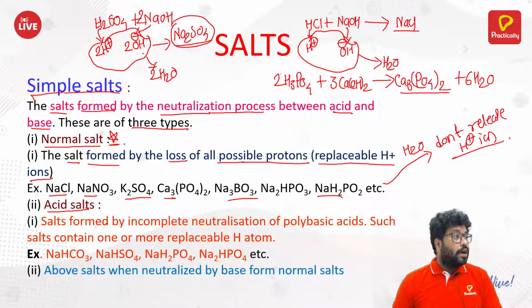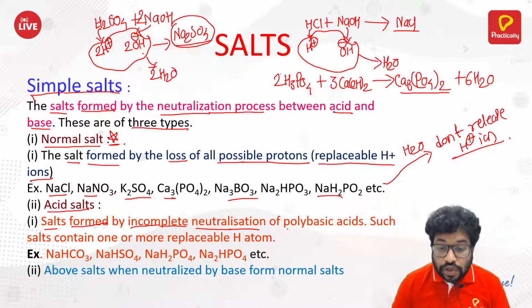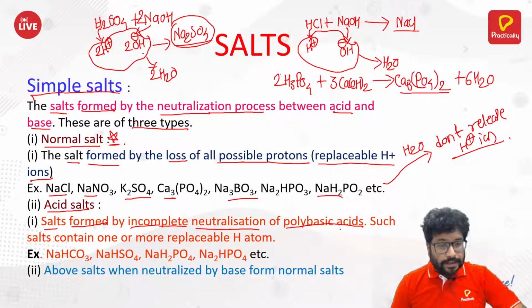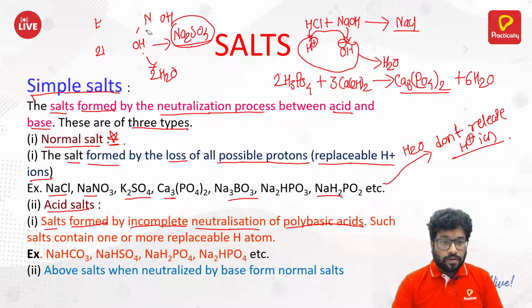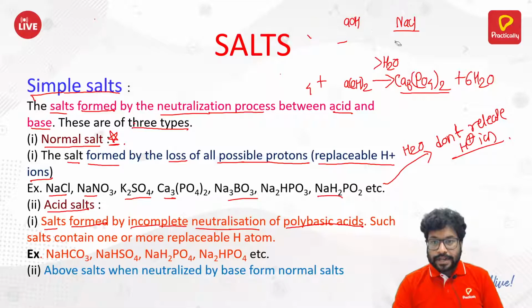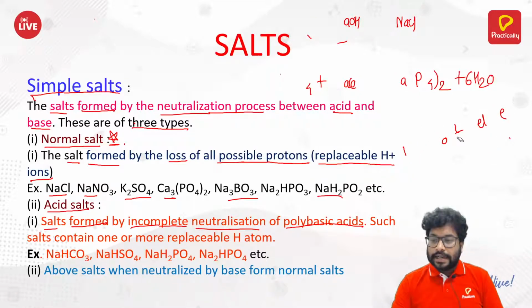Okay, now what is next? Acid salt. What are your acid salts? Acid salts are the salts which are formed by incomplete neutralization of polybasic acid. What is meant by polybasic acid? Let me show you here now. See, let me rub it down so that we will have at least some space there.